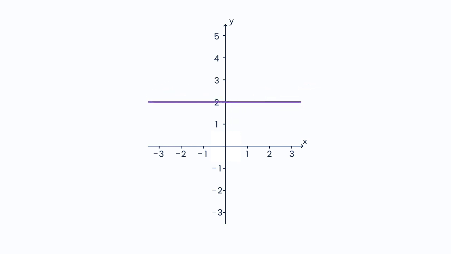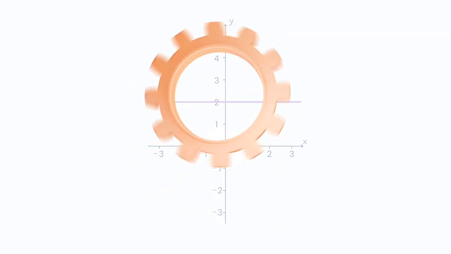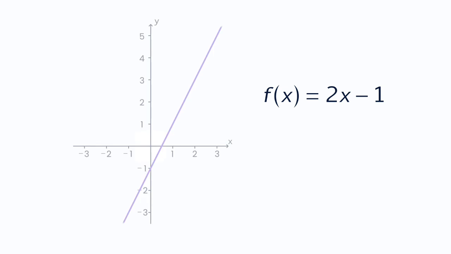In upcoming videos, you will go further into all the different aspects of linear functions. Let's look at an example. F of x equals 2x minus 1. Here, the slope, m, is 2, which tells you that when the input x increases by 1, the output, f of x, will increase by 2.